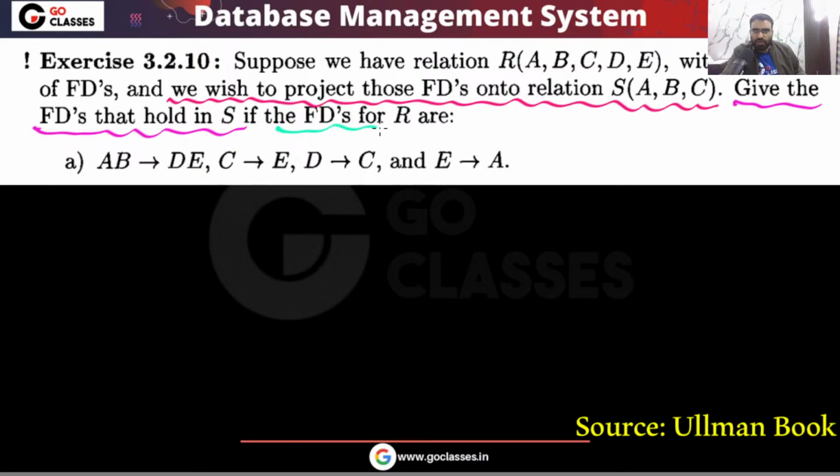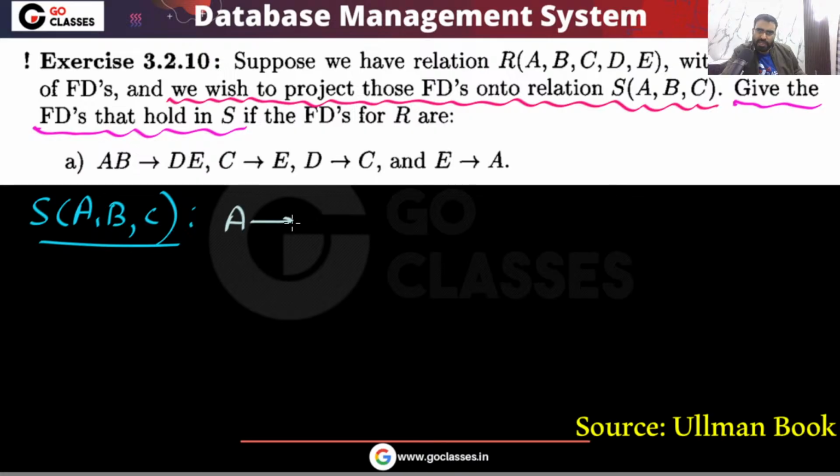If the FDs of R are given to you, these are the functional dependencies that hold on the relation R, and we want to find out which functional dependencies will hold on the relation S. Okay, so our subrelation S is ABC. Remember, to solve this question, always go step by step. First, consider when the LHS has a single attribute. Always focus only on these attributes, ABC.